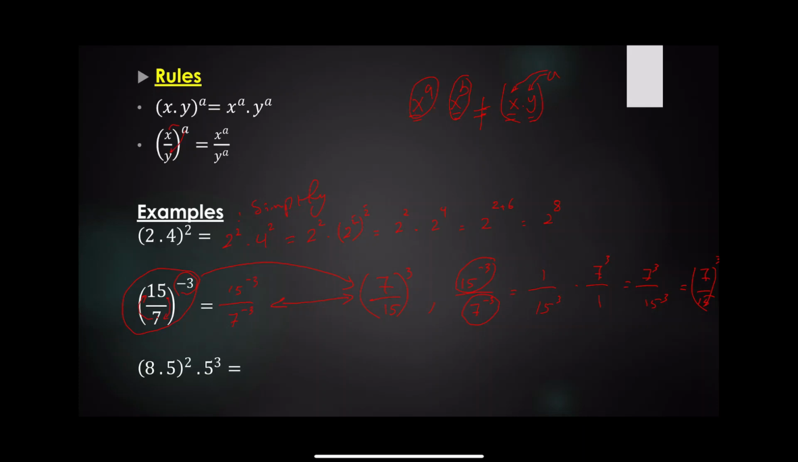8 times 5 to the power 2 times 5 to the power 3. Remember that we should distribute. We can't say anything because the base here is different than here. So this is 8 to the power 2 times 5 to the power 2. This is for the first quantity, times 5 to the power 3. Can we do this or not? Yes, we can. So it's 8 to the power 2 times 5 to the power 2 plus 3, which is 8 to the power 2 times 5 to the power 5. And we can't do anything because nothing in common between the 8 and the 5.